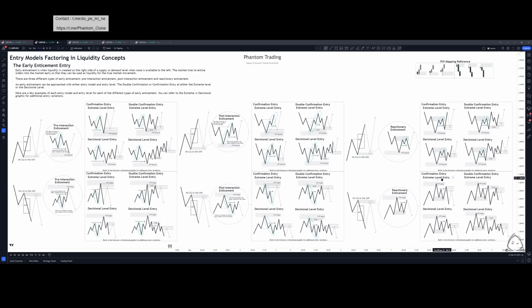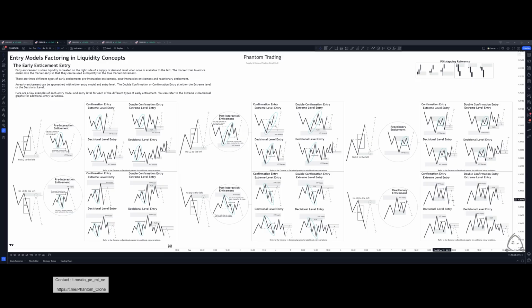the confirmation entry with the entry at the extreme. We have our higher time frame level of supply. Price reacts off of it. We trade into the last point of demand. We get our initial reaction, the extreme of the reaction leg, the failure of that initial reaction. Price then trades higher, sweeping the reactionary liquidity that rests above this high.